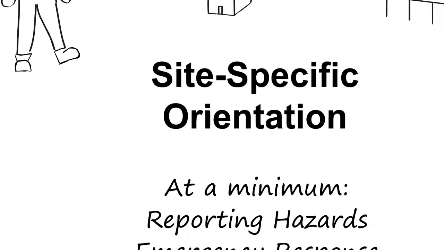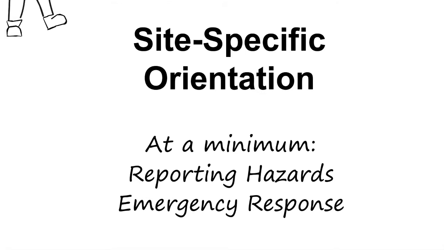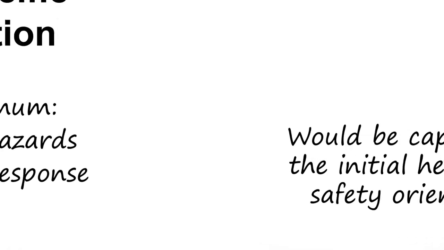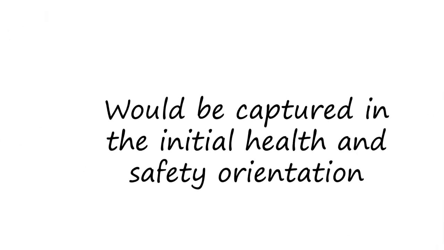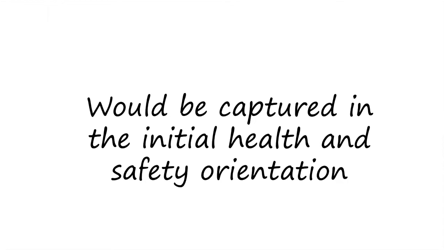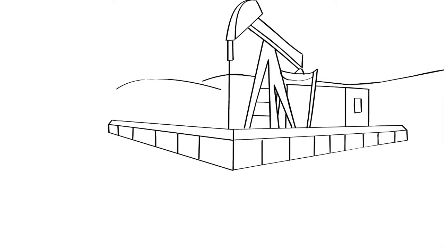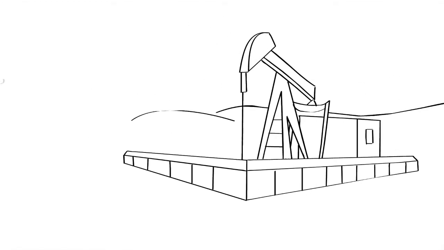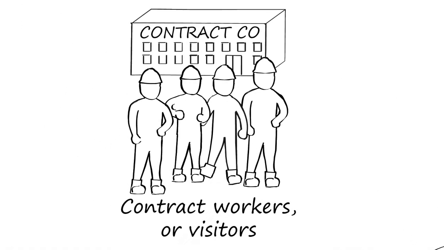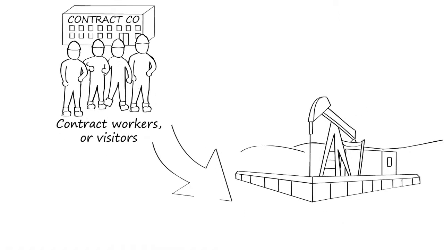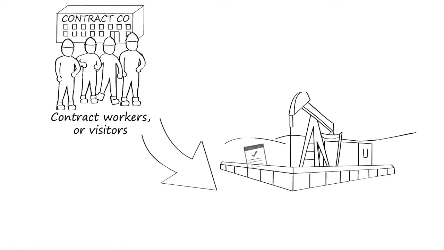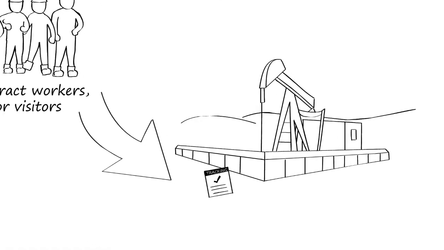of these hazards. At a minimum, they need to know how to report hazards and what the emergency response procedures are on that worksite. When an employee will only ever work on a single worksite, this would be captured in that initial health and safety orientation. However, in the oil and gas industry, many workers work on more than one site, or a company may have contract workers or visitors who arrive on their work sites. In each of these cases, a site-specific orientation needs to be provided.